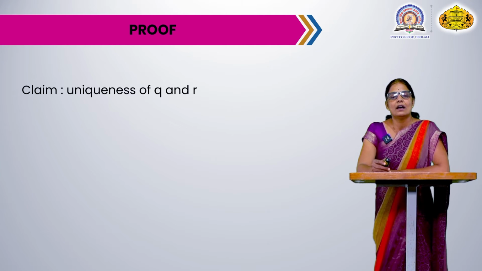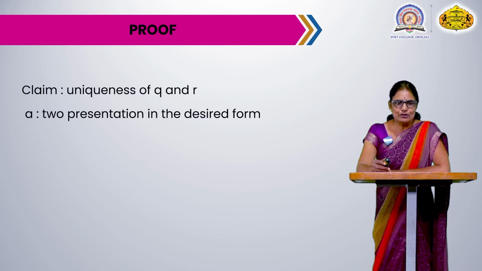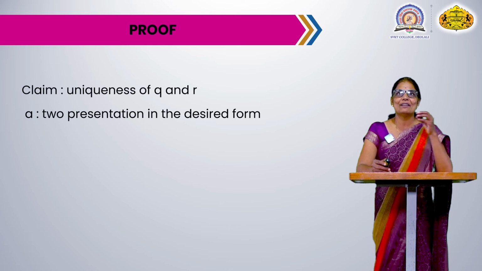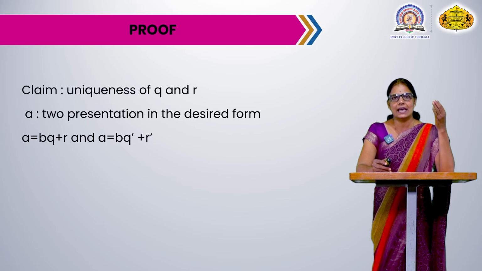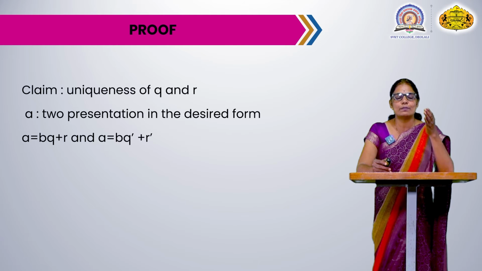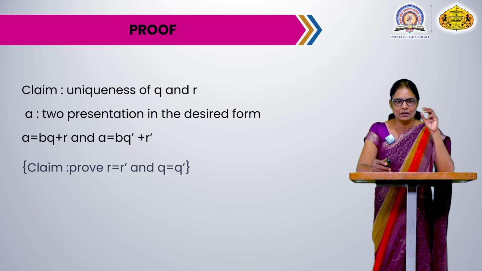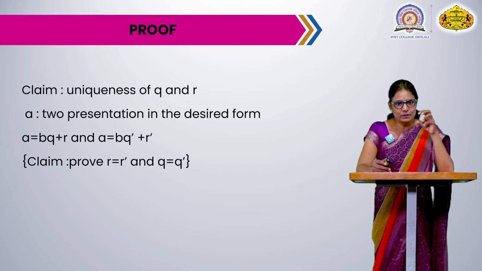That is, suppose we assume that a has two different representations in the desired form. That is, a can be written as bq plus r. This is one representation of a, and the other representation is a equals bq dash plus r dash. Since we want to prove the uniqueness of both integers q and r, we have to prove that r should be equal to r dash and q should be equal to q dash.